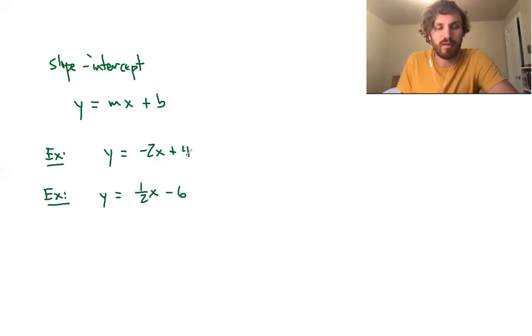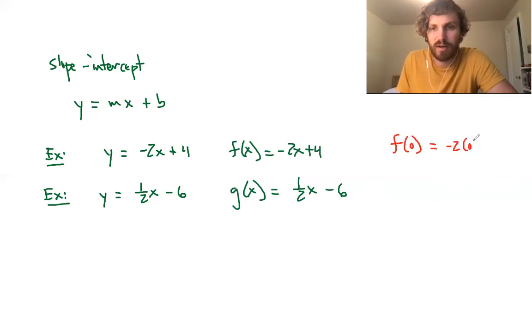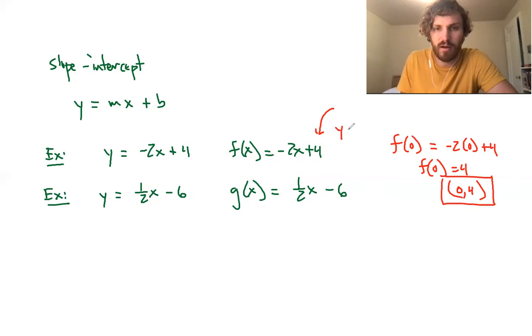Okay, so these are functions. We could also write them as f of x equals negative 2x plus 4, or we could call this g of x equals 1/2 x minus 6. And let's remind ourselves that 4 and negative 6 are the y-intercepts. And to find a y-intercept, you simply plug in 0. So since f of 0 is negative 2 times 0 plus 4, we get f of 0 equals 4, and that's my y-intercept for that function, 0, 4.